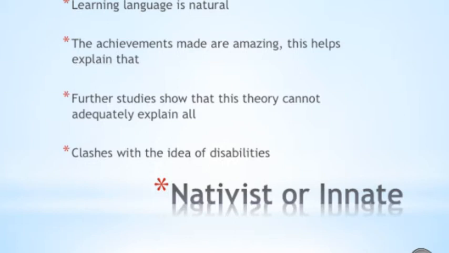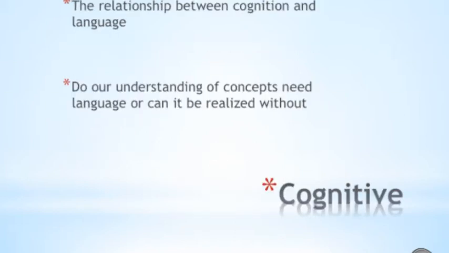The second school of thought is the cognitive explanation, and this focuses on the relationship between cognition, or thinking, and language. It is very abstract but also very, very interesting, and at its core it begs the question: what comes first, language or the idea? The idea or concept, or language?